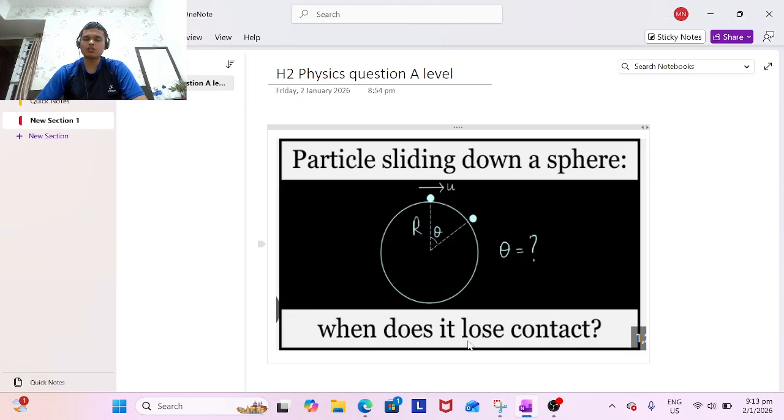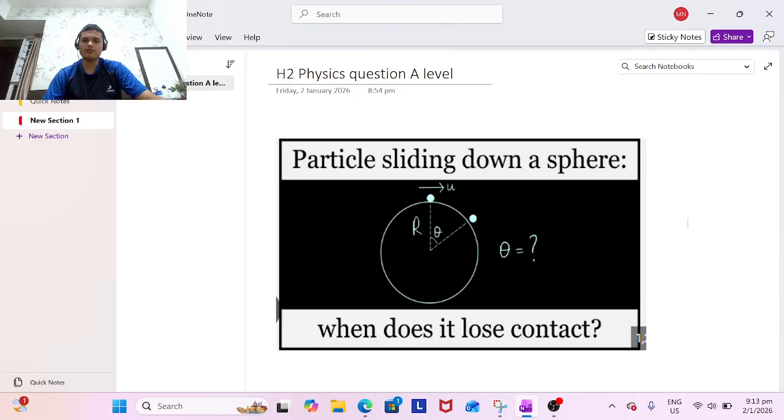So this is the question. Basically, you have a spherical surface and there's a ball placed on top of the sphere, given an initial velocity u. This ball starts to roll down the surface. So the question is, at which angle theta does this ball lose contact from the surface and just fall down? So let's solve it.